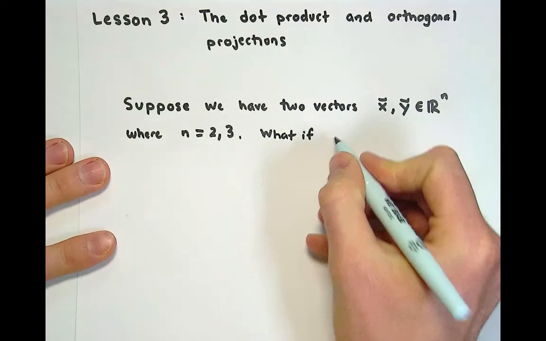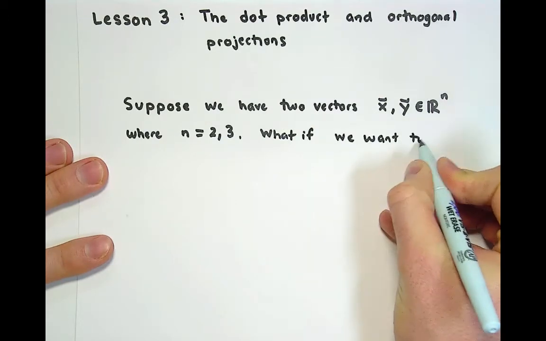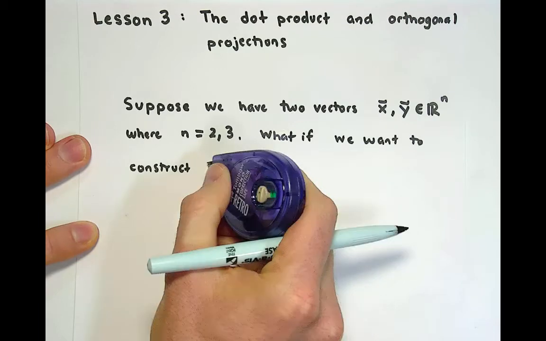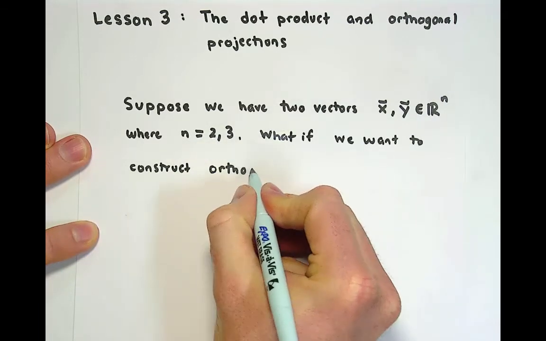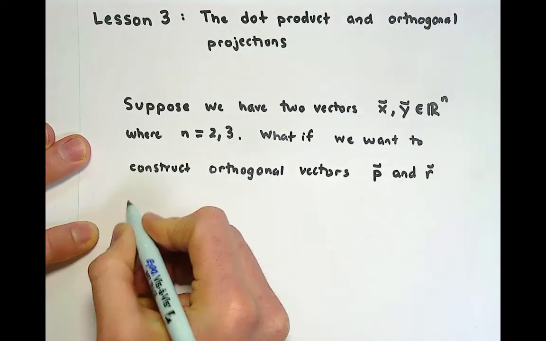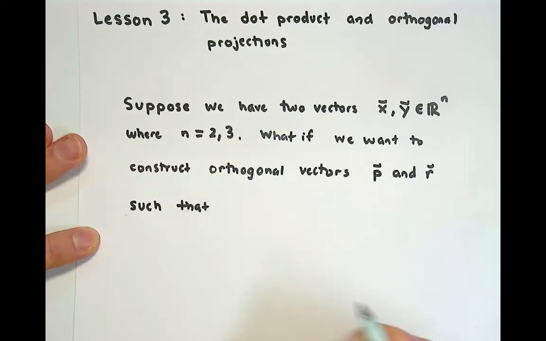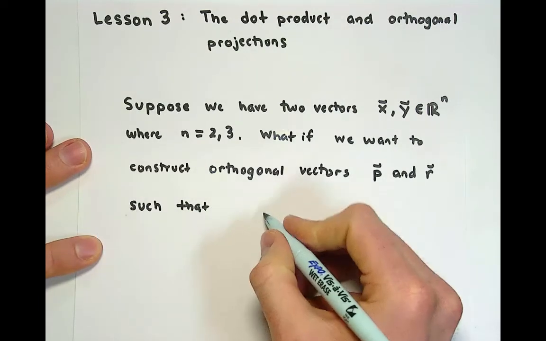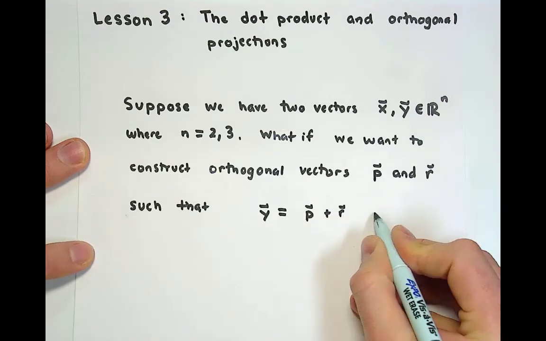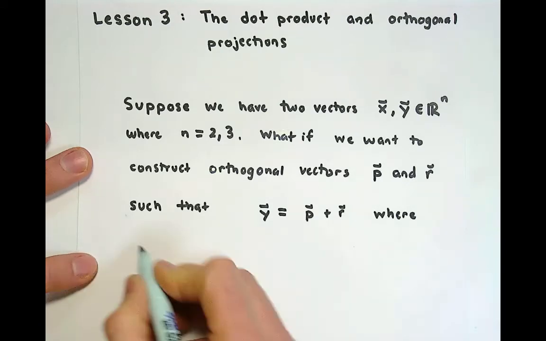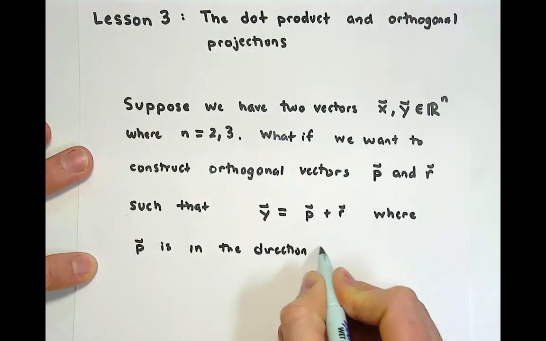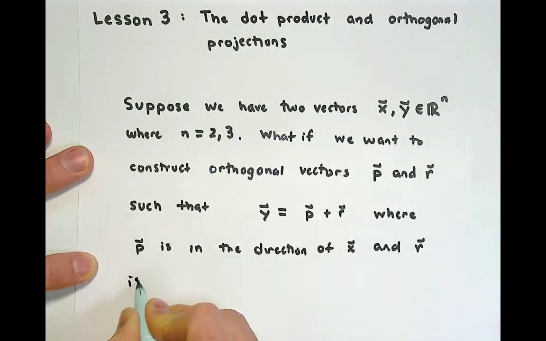What if we wanted to construct orthogonal vectors P and R such that we could write y as the sum of these vectors P plus R, where P is in the direction of x and R is orthogonal to x.